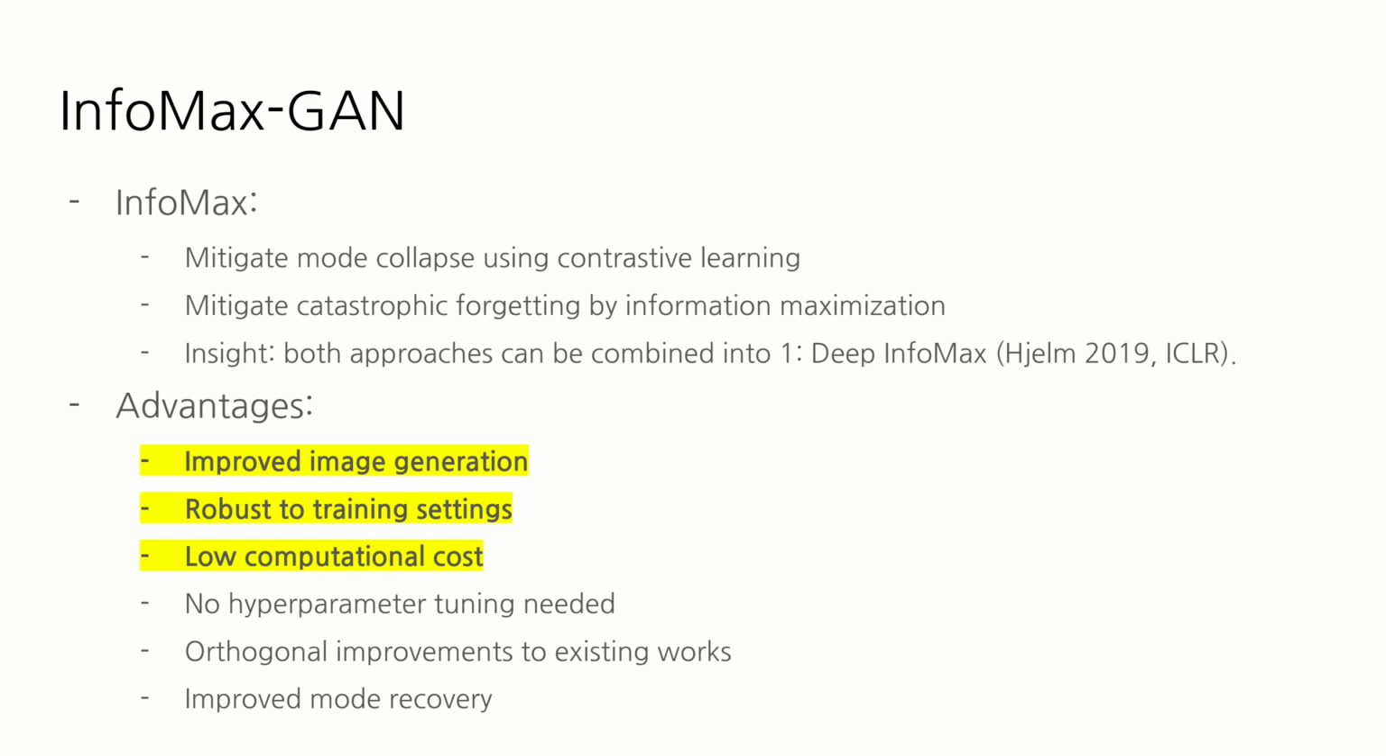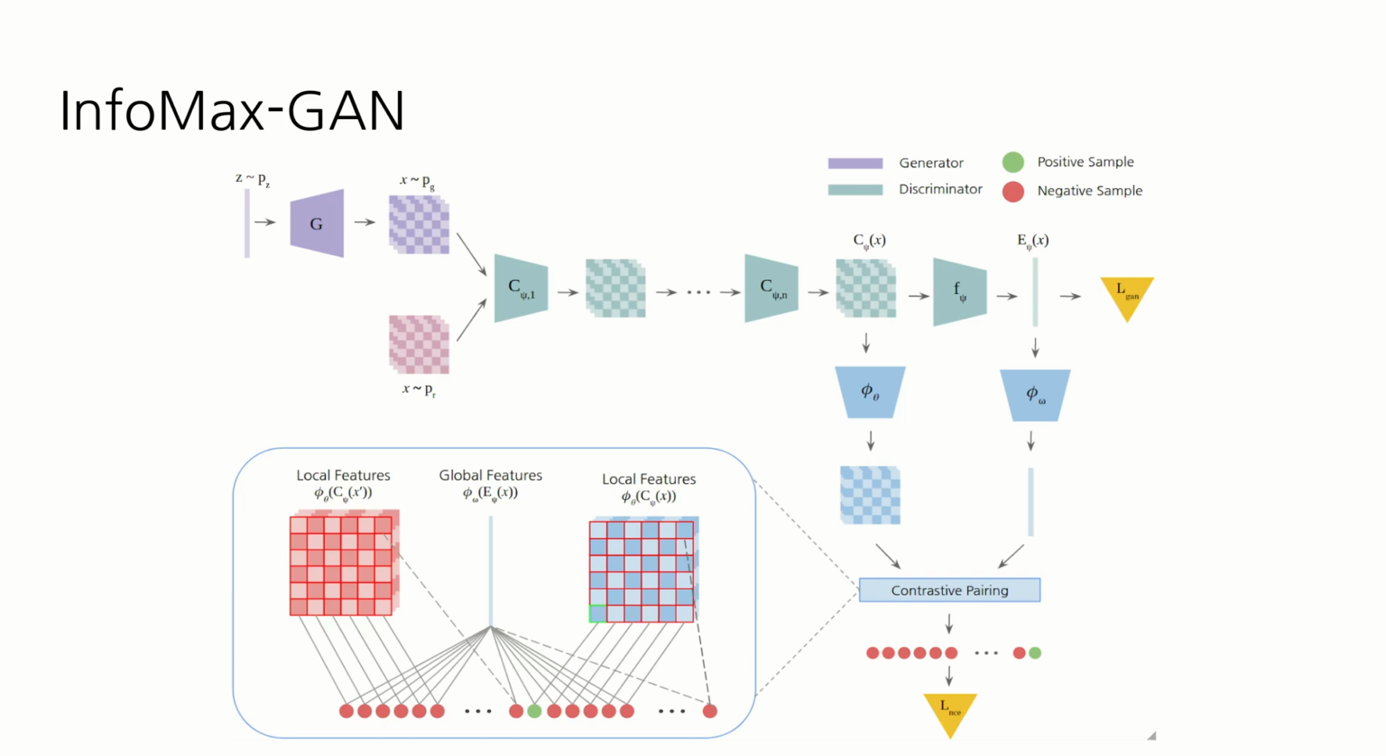As usual, the discriminator sees both real and fake images from the dataset and the generator respectively. The images are passed through the initial layers of the discriminator, C_ψ1 to C_ψN, to produce the local feature map C_ψ(x). C_ψ(x) is then further encoded into the global feature vector E_ψ(x) that is finally used in the GAN objective task. Next, we pass the local and global features to critic networks φ_θ and φ_ω, which are simple MLP networks with spectral normalized weights.